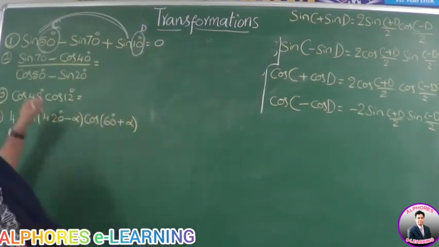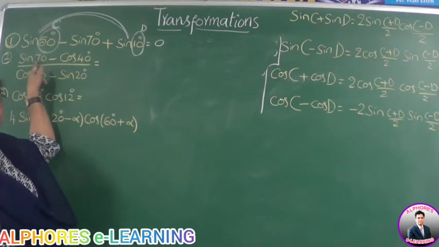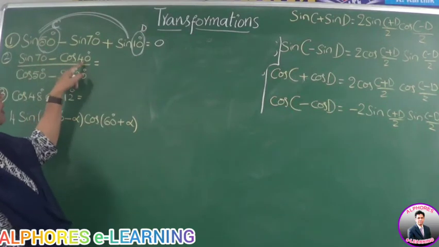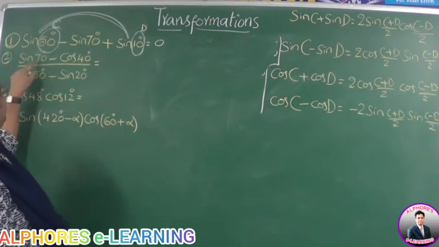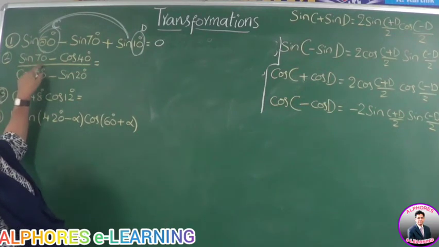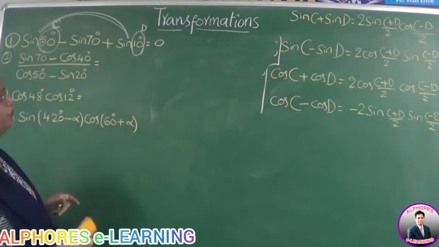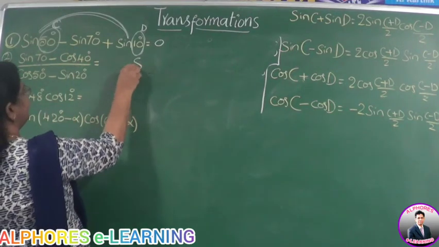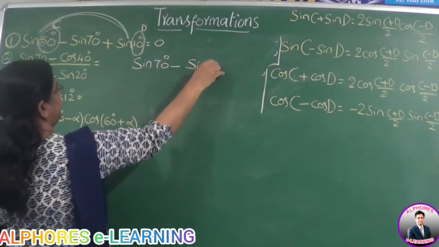Okay, so now I write this one as cos 20, right? Again, this value you have larger, this is smaller. So I prefer this one as sin 70, let it stay as it is, and let us write cos 40 as sin 50. That implies sin 70 degrees minus sin 50 degrees, right?